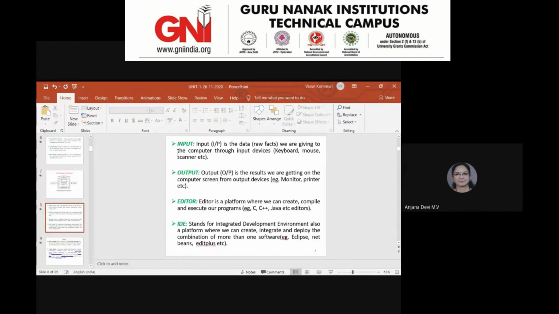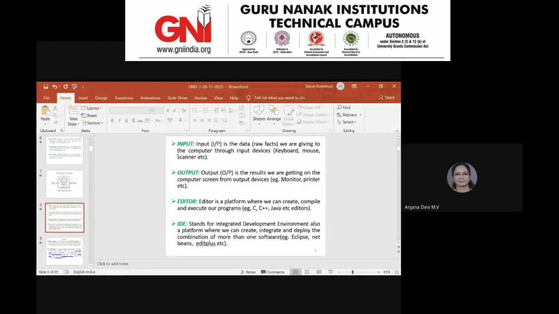Now see this one. Input. What is an input? Input is the data we are giving to the computer through the input devices. What input devices can you use to give the input? Keyboard, mouse, and scanner. Okay. So using these devices, you can give the input to the system.